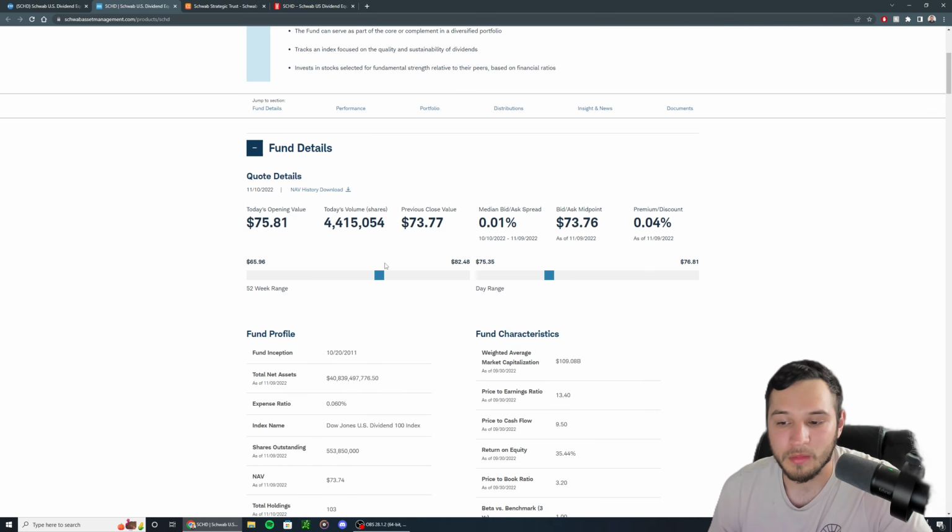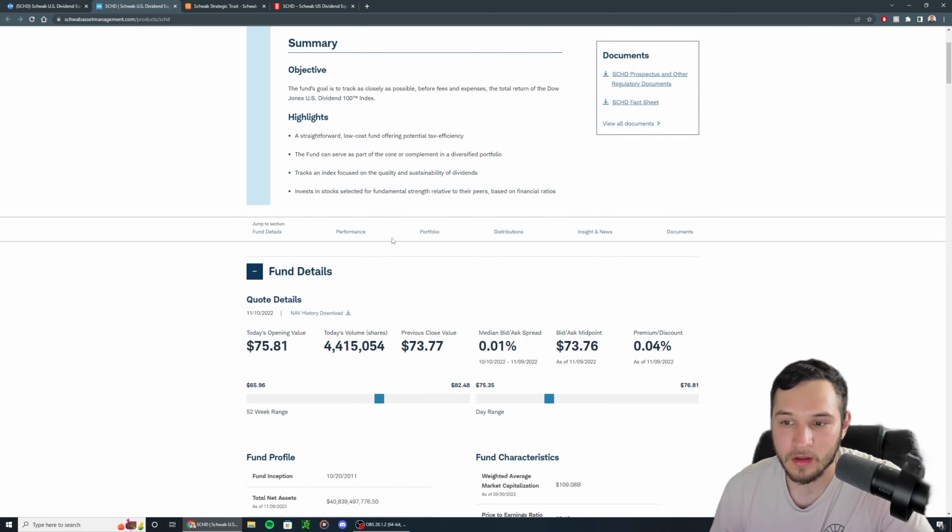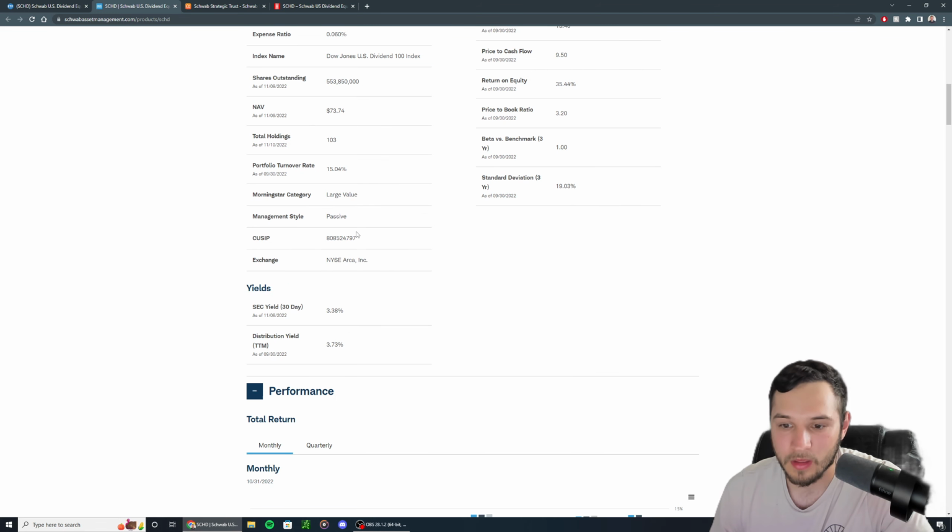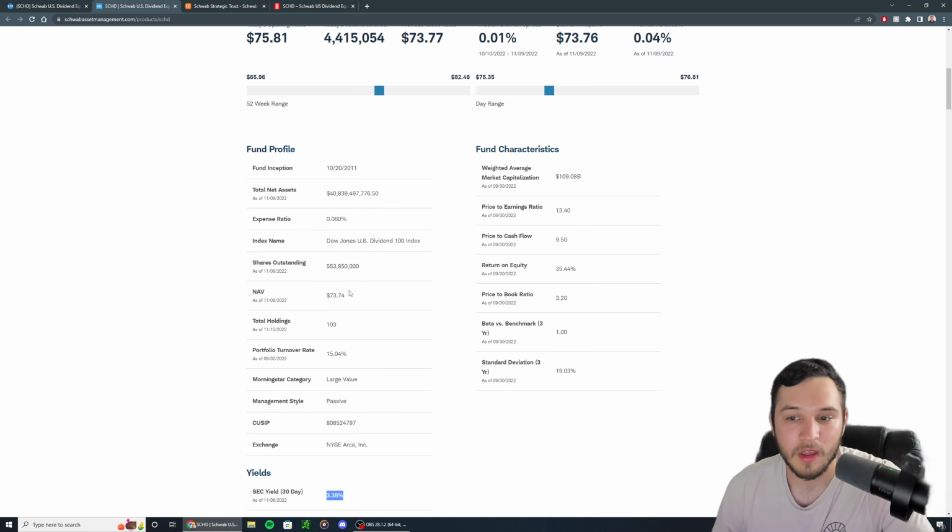Looking at a little bit more, as of right now, the current price is 75.81, and it has pretty good volume. It's easily tradable in and out, so it's liquid. You're able to move money in and out of it. It's got a low expense ratio, and as of right now it's paying a 3.38% dividend yield. That is a pretty nice yield. As of right now, that is double what the S&P 500 is.